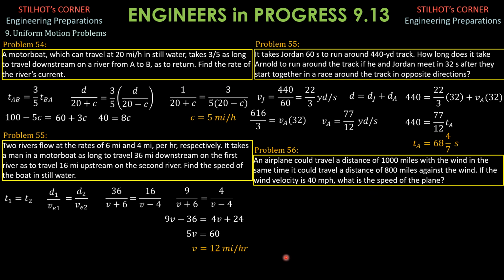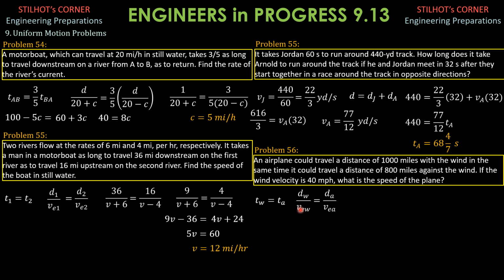So for our starting equation, we have the same time here. Time in flying with the wind for the airplane is equal to time in flying back, or time in flying against the wind. So that's the starting equation. Since time is distance over effective speed, the distance with the wind over effective speed with the wind equals the travel distance against the wind divided by the effective speed against the wind.